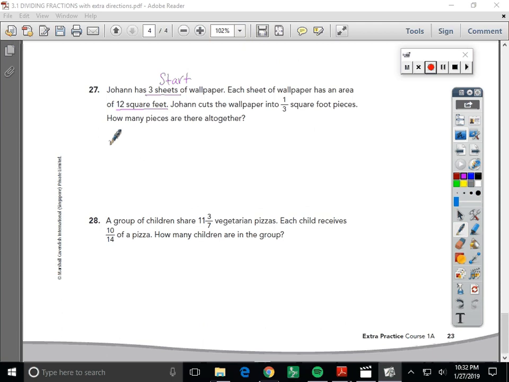So it's almost like saying, I have 3 groups of that, right? So 3 groups of 12 square feet. But then it goes on to say that he's going to cut them. Remember, cutting is talking about dividing. So he's going to divide them into 1/3 of a square foot each. So I might save this 3 groups for a little while from now. I might take care of the 12 divided by 1/3 because I've seen that before.